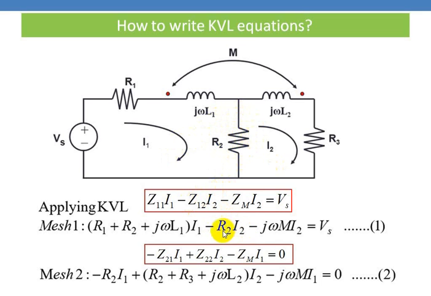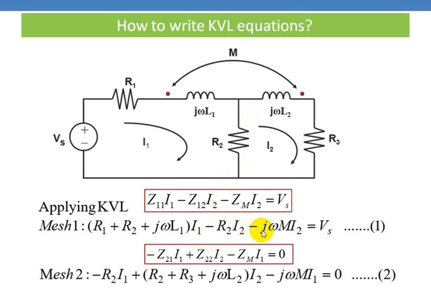Why are we writing the minus sign here? You compare the current directions. If these currents are flowing in the opposite direction through this resistance, then you have to write here negative. Otherwise, you have to write here as positive. For example, in this case, I1 is flowing from top to bottom, whereas I2 is flowing from bottom to top. So they are opposite. So you have to write here minus sign.